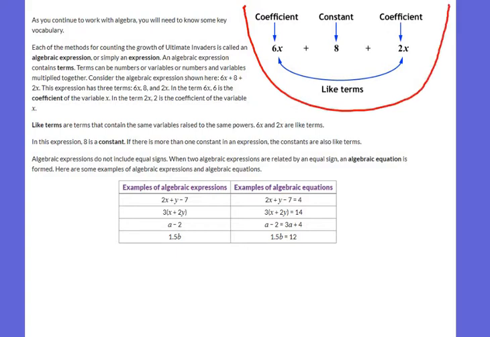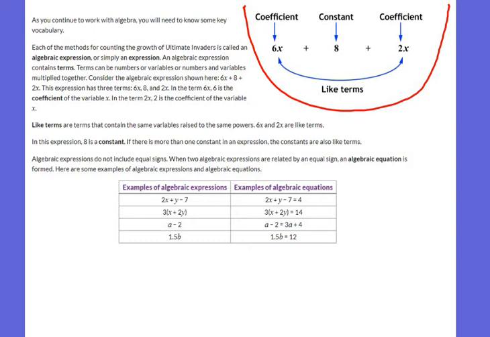With a coefficient, constant, and a coefficient. Two of those are like terms. What makes them like, do you think? They both have variables, and they have a number and a variable. They both have a coefficient. More specifically, they're the same variable.